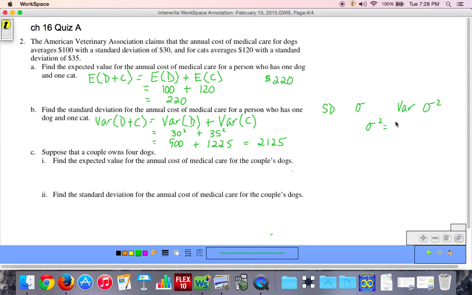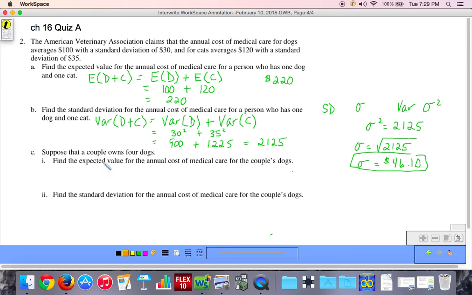Well, that gives us sigma squared. Sigma squared is 2,125. But the question asked us to find the standard deviation for the annual cost of medical care for a person who has one dog and one cat. The standard deviation would be the square root of 2,125, which would give us a cost of $46.10. That would be the standard deviation for the annual cost of medical care for a person who has one dog and one cat.